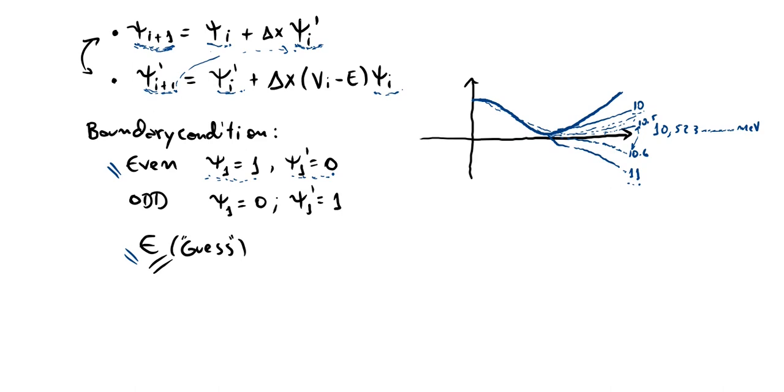So now let's try 10.5, 10.51, 10.52, 10.53. Then at 10.54 it's going to go negative. Then you know that your energy will be something like 10.523.